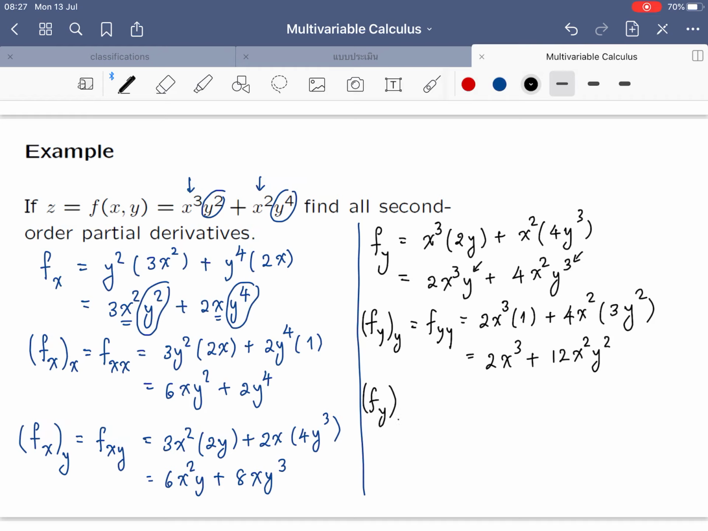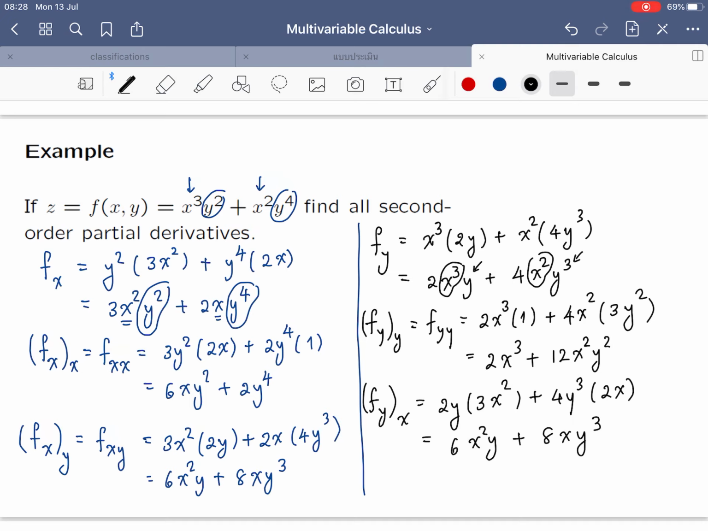If you do f sub y first and then continue with respect to x, now the 2y is a constant, and the derivative of x cubed is 3x squared. A 4y cubed is a constant, and the derivative of x squared is 2x. So we get 6x squared y plus 8x y cubed. Okay, so here are the 4 partial derivatives. What can you notice?